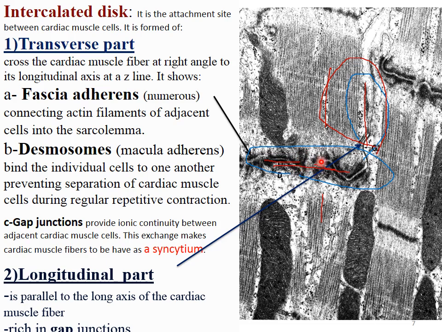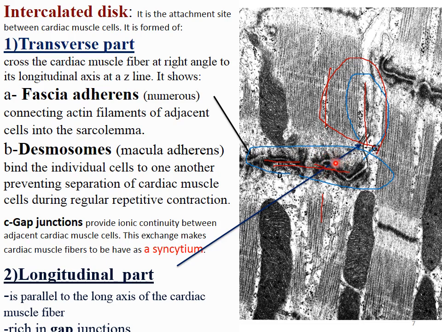Desmosome, macula adherens: its importance is to bind the individual cells to one another, preventing separation of cardiac muscle cells during regular repetitive contraction. Gap junction provides ionic continuity between adjacent cardiac muscle cells. This exchange makes cardiac muscle fiber behave as a syncytium.